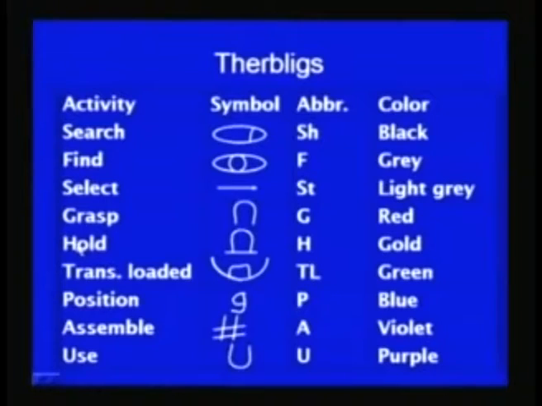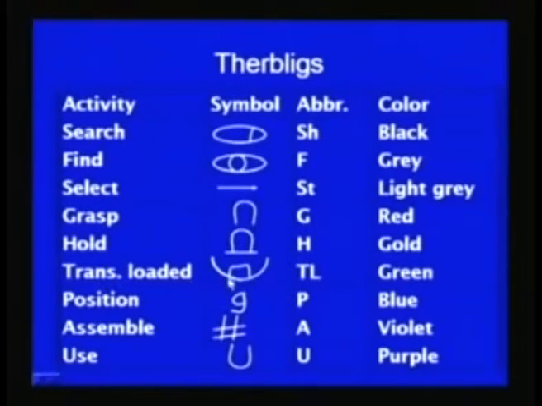After grasping, it is required to obtain full control. Just putting the fingers around the object is grasping, and getting control over it is the hold, which is represented by H, and the color is gold.